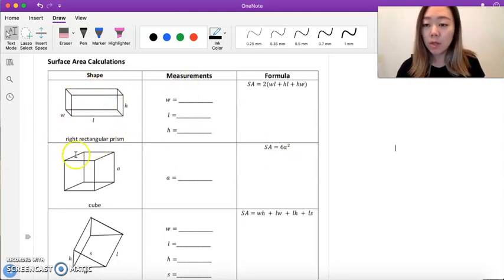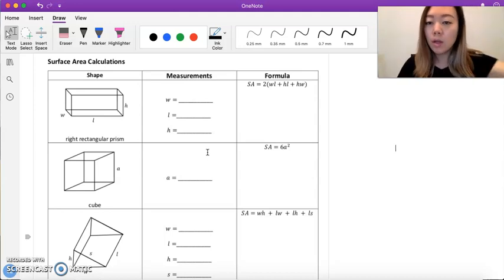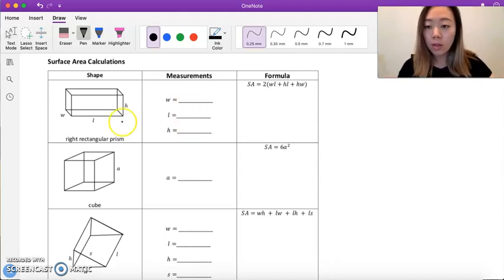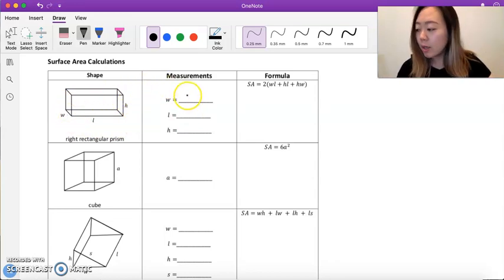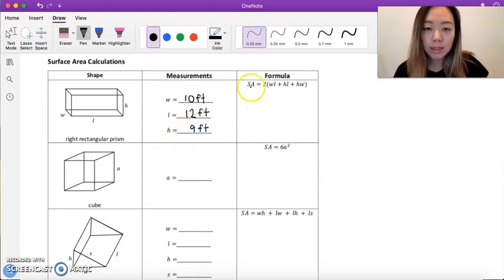Okay, let's begin. The first one is right rectangular prism. A right rectangular prism is like the box of Whoppers that I showed you earlier. The measurements for this one: the width, which is this right here, say that is 10 feet, the length is 12 feet, and the height is 9 feet. The formula is this. SA stands for surface area. Surface area is equal to 2 times length times width plus height times length plus height times width.